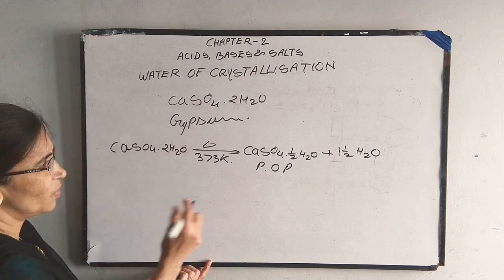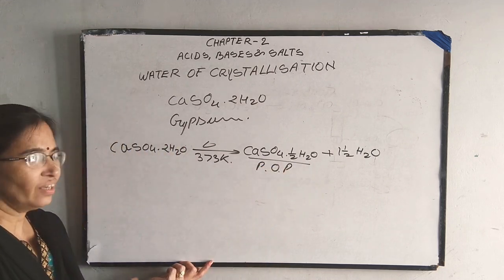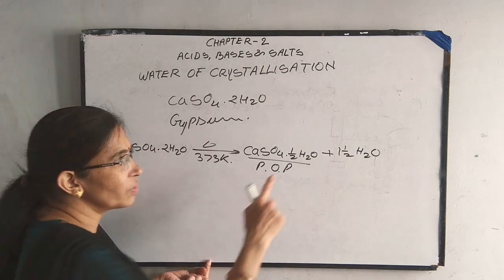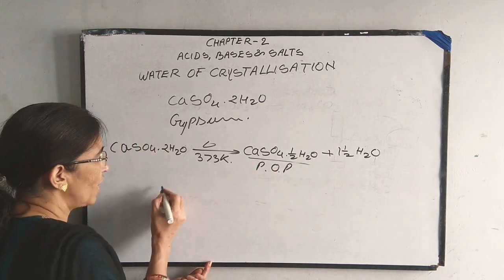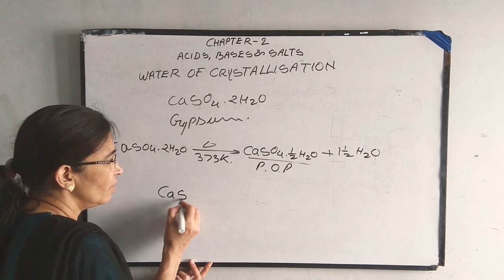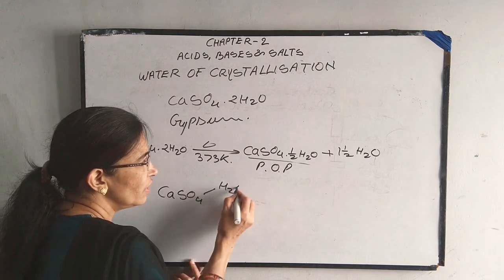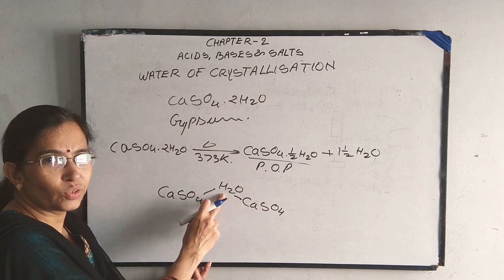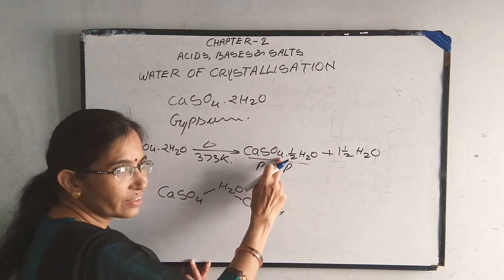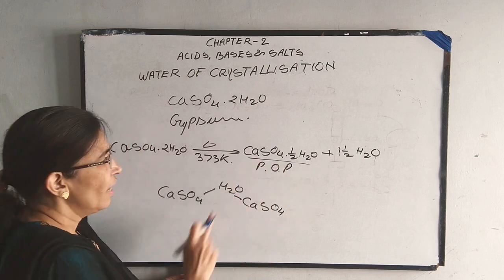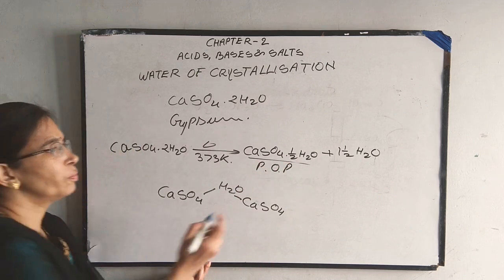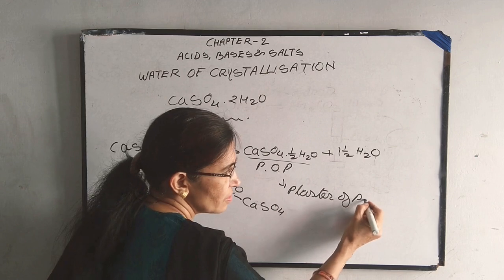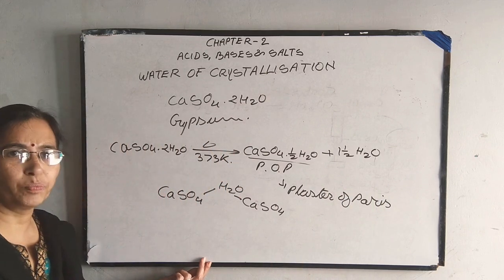Clear so far? Now see why half H2O came here. What was our definition? In one formula unit, the water molecules that are present. Here, in the case of POP, with 2 formula units of CaSO4, 1 water molecule is there, and in the formula we write it per one unit, that's why it becomes half. And what are the uses of plaster of Paris? We call it POP.